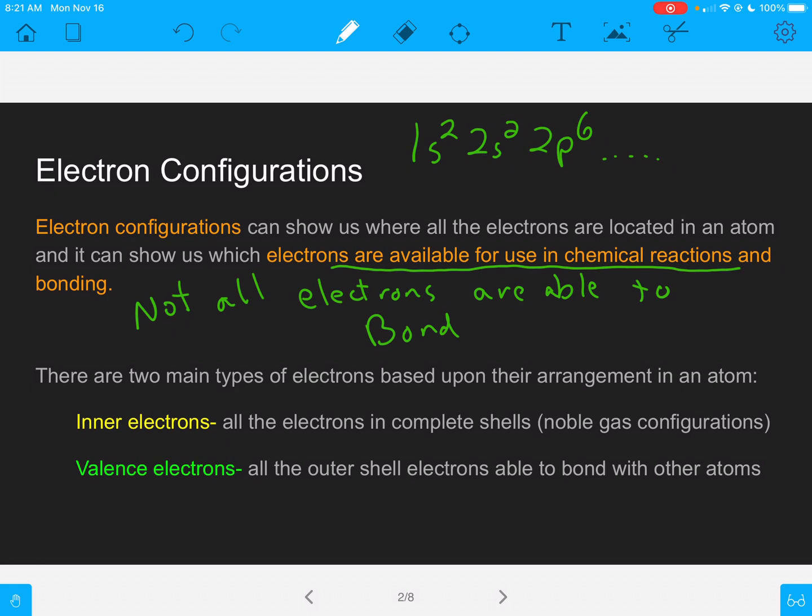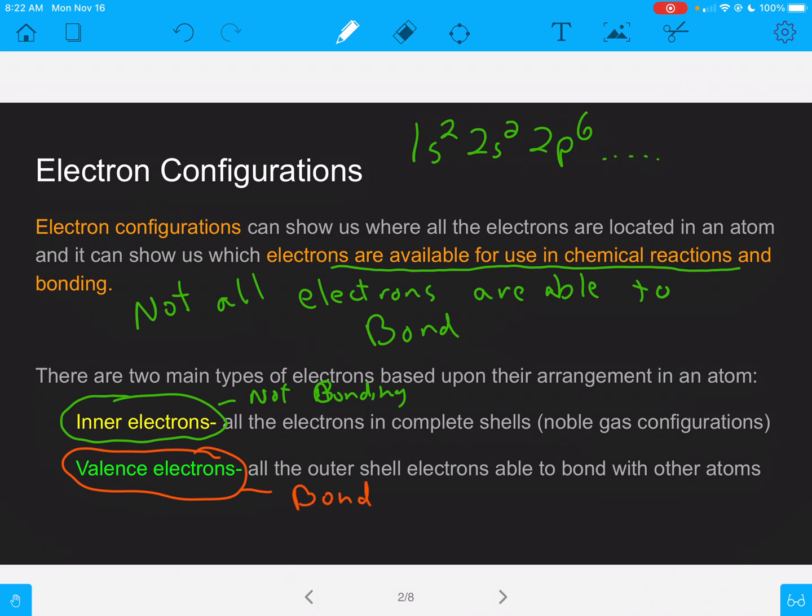So there's two main types of electrons. There's the inner electrons, and these are not available, not bonding. We can't use those to bond with. And then we have these other ones, we'll do this in orange. These are valence electrons, and these are the bonding electrons. Which is better, to have a whole bunch of valence electrons or to have not very many? Well, it depends on which atom you're talking about. So let's go look at what those are real fast.